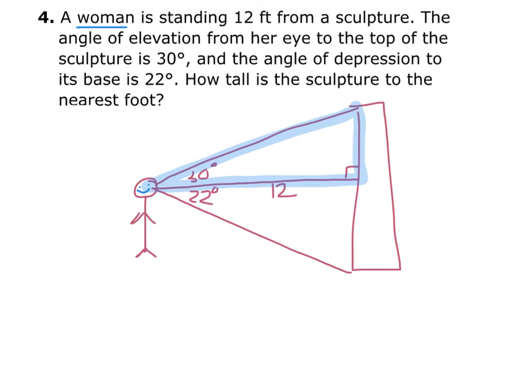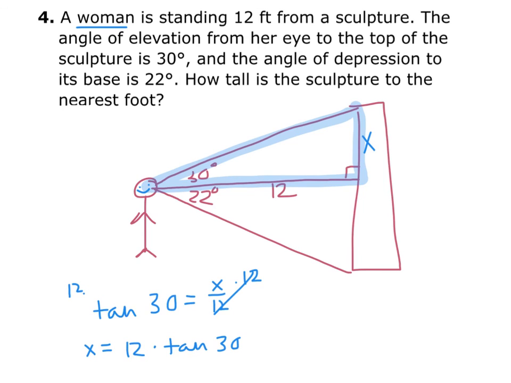So if we're trying to find the height of the sculpture, let's call this part x. What can we do to find x? TOA, opposite, because it gives us the adjacent and we need to find the opposite. So we do tangent of 30 is equal to what? X over 12. So we just multiply 12 by both sides. So we get x is equal to 12 times tangent of 30.